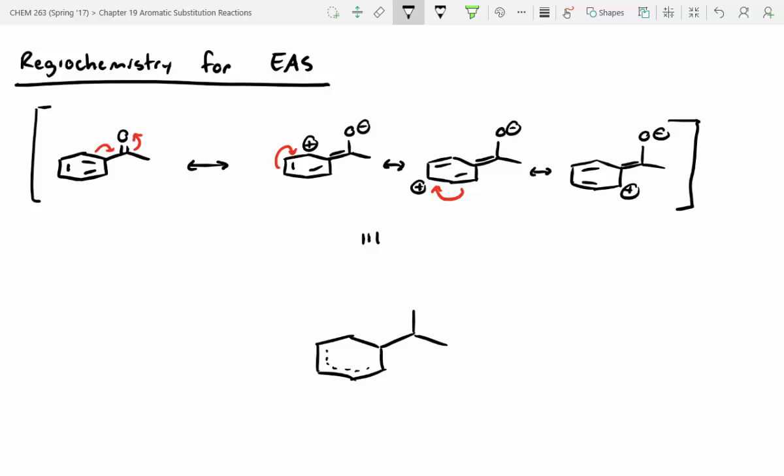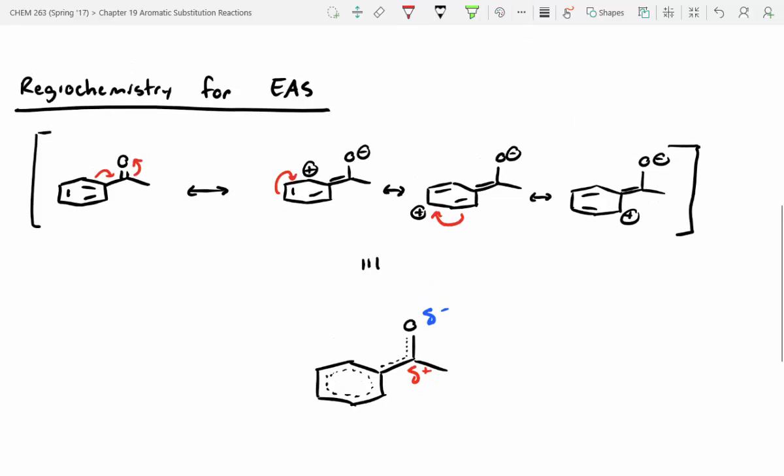Okay, so we know we've got partial pi bond character in the ring, we've got partial pi bond character here, and we've got partial pi bond character going up to the oxygen. The oxygen has a partial negative. The carbon down here is partial positive. These two ortho positions are partial positive. And then the para position is partial positive.